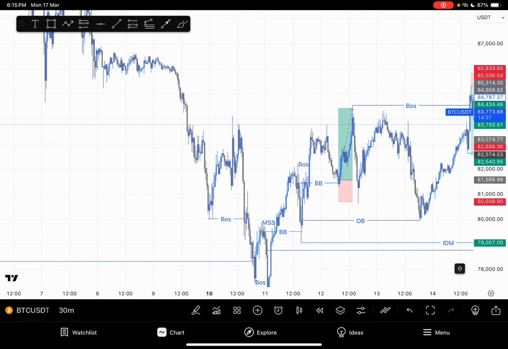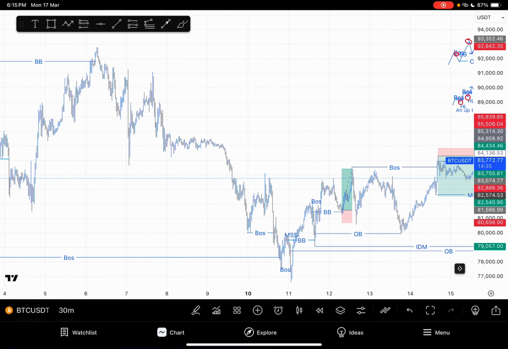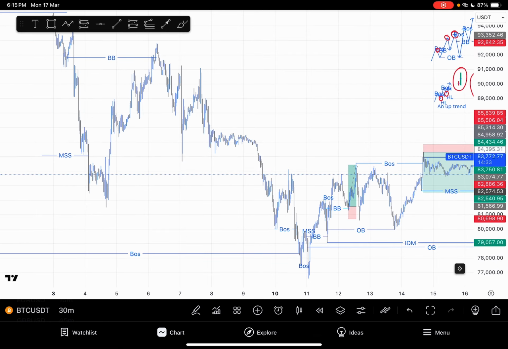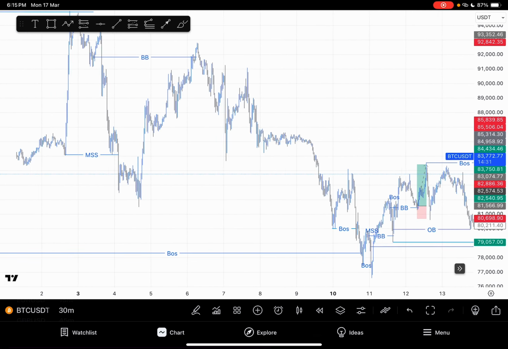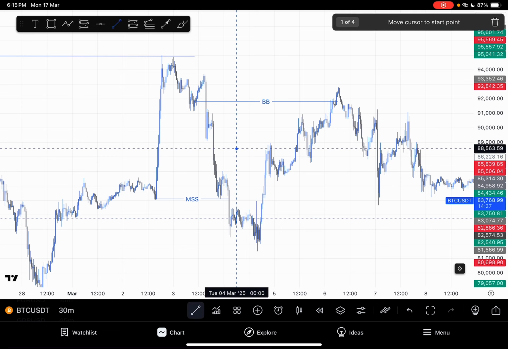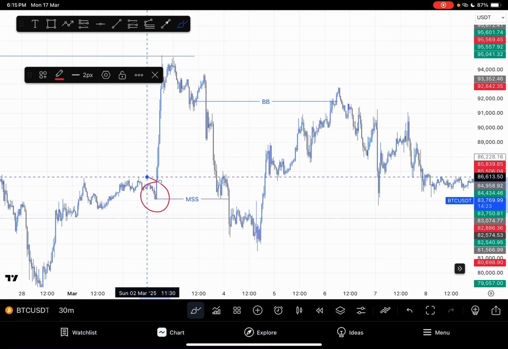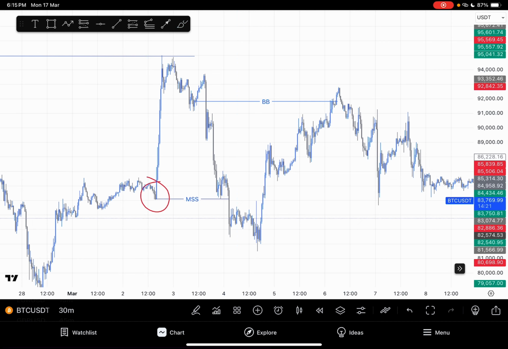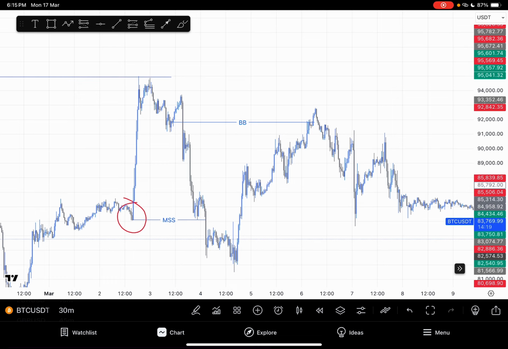So now from the 30 minute time frame, I didn't even do much backtesting like that. I just follow the trend. So now from this point here, price created the market structure shift. And the market structure shift is what is used to know that the previous trend is not valid and price is going to move in a new trend.